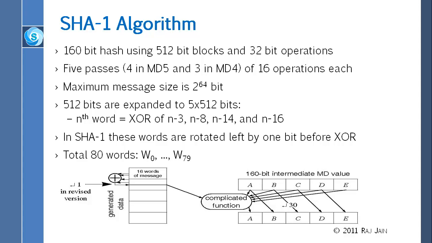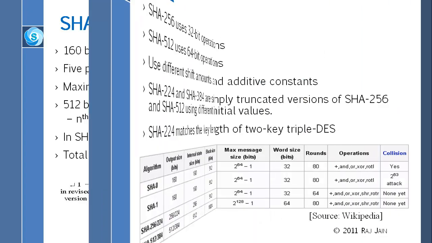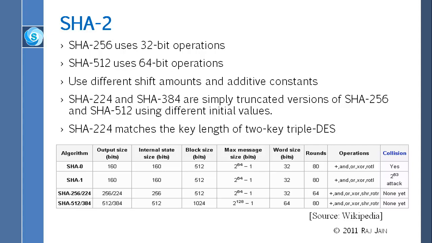And this notation here, left 1, means shift left, rotate left. SHA-2 actually has 4 versions. 256 uses 32-bit operations, 512 uses 64-bit operations, 224 is the same as 256 except that you ignore the rest of the bits, and 384 is the same as 512 except that you ignore the rest of the bits. So there are 4 versions, and these are all the parameters.